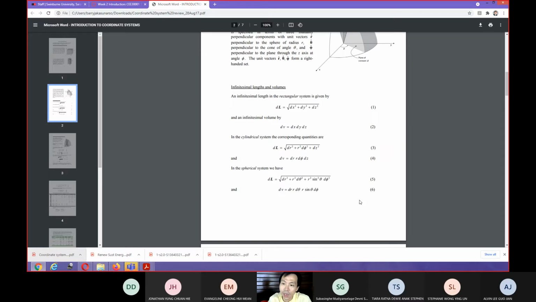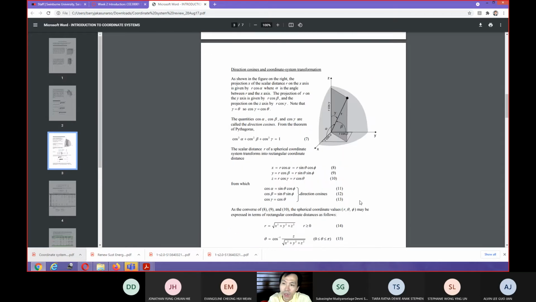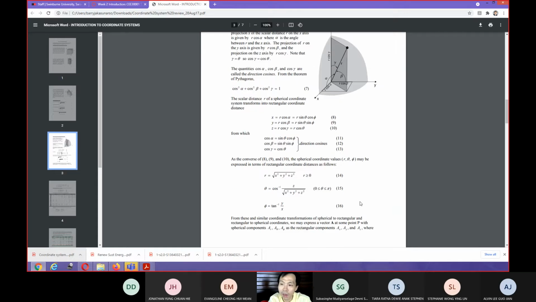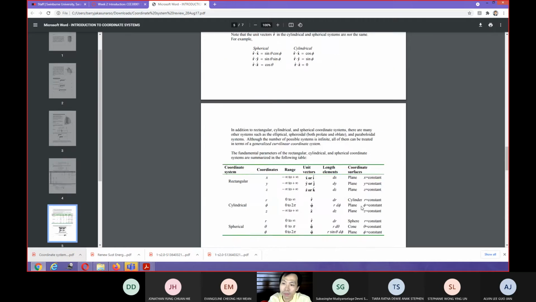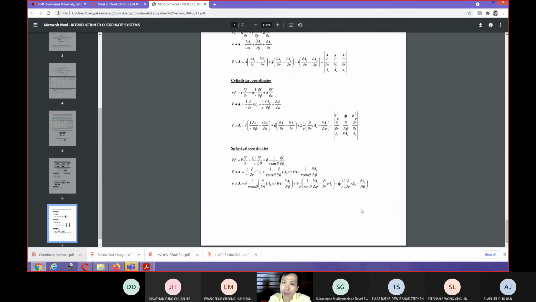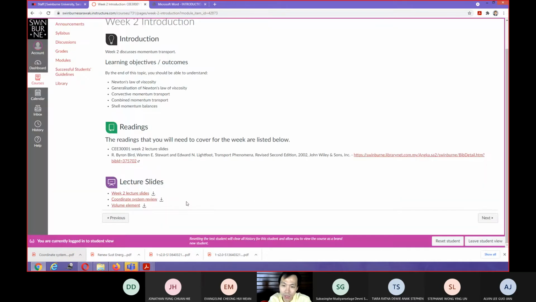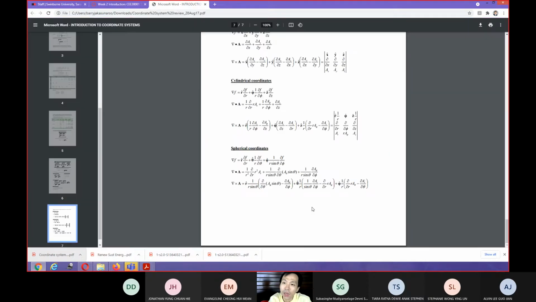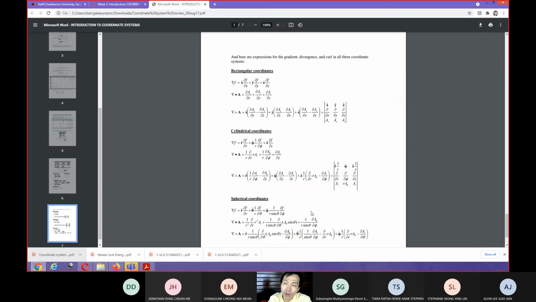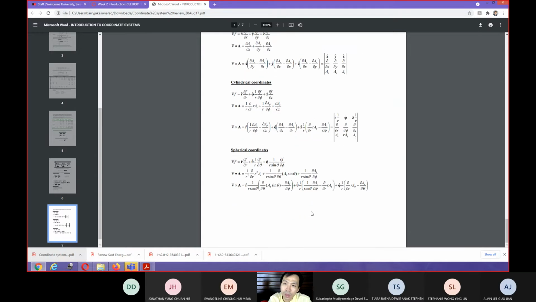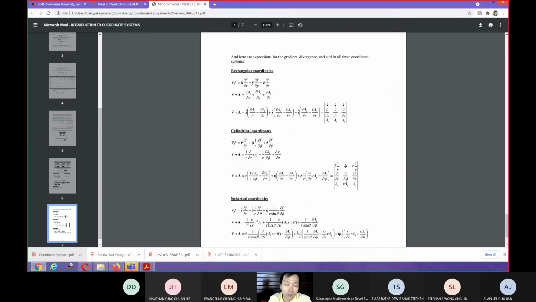The way that we describe these cylindrical coordinates and spherical coordinates with respect to the Cartesian coordinates will have different representations. It's given in your week 2 introductions, the coordinate system review, for you to refresh this again. Then you may ask me why you want to deal with cylindrical coordinates and spherical coordinates.